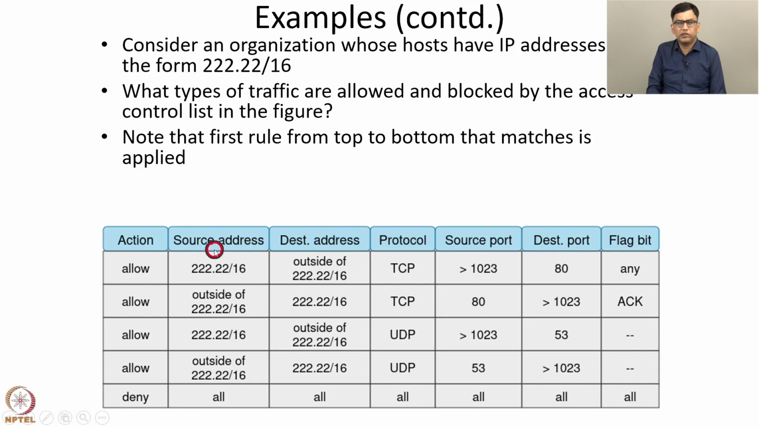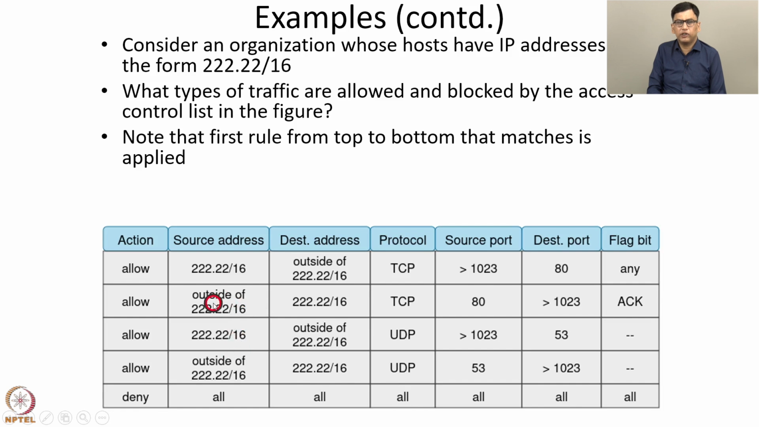If the source address is that of a host inside the organization's network, and the destination address is outside the organization's network, and the protocol is TCP, and the source port is greater than 1023, that is, a client kind of port, and the destination port is 80, that is, it corresponds to HTTP, and the flag bit is any, then the packet should be allowed. The other rows can be interpreted similarly.